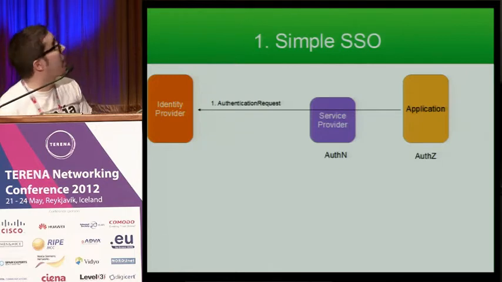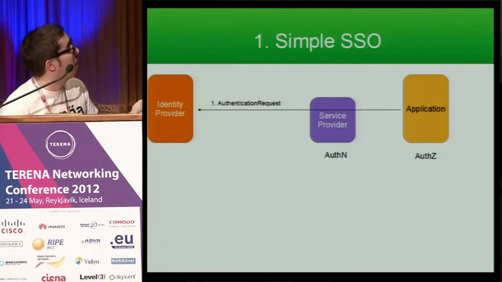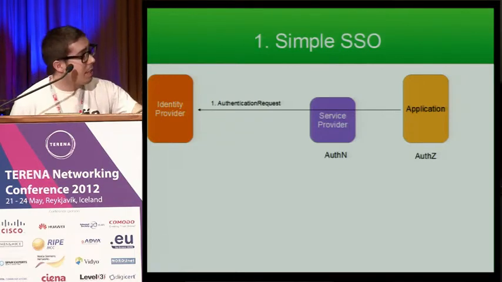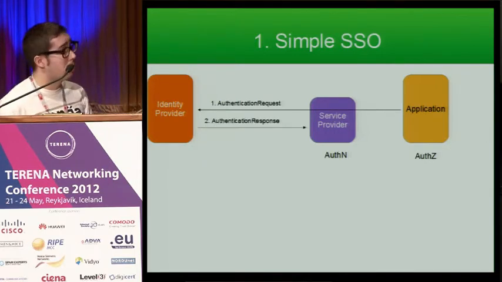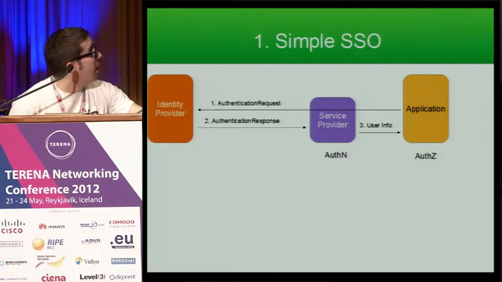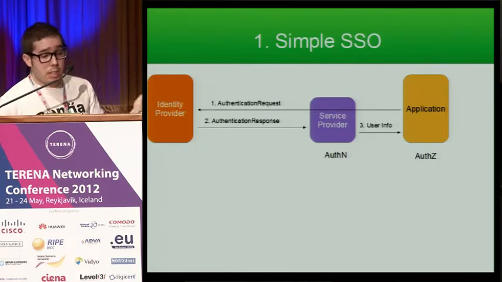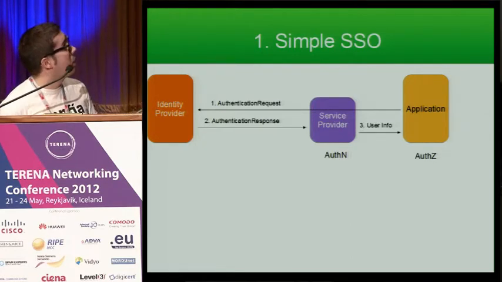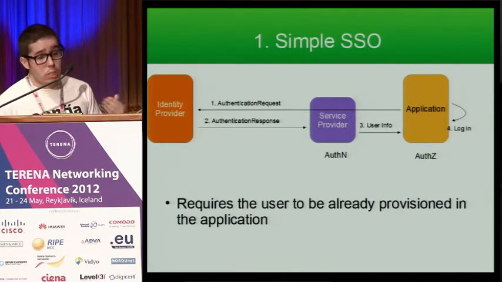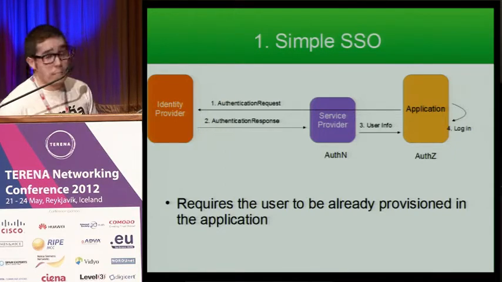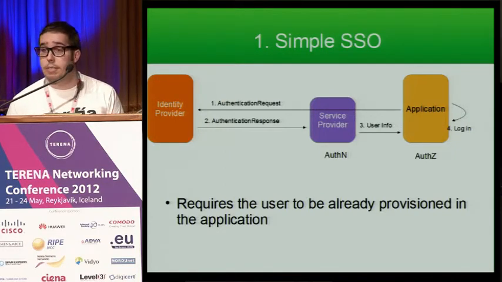So let's see a very rough diagram about single sign-on, where the application starts the flow with an authentication request to the IDP through the SP. Then the IDP just responds with an authentication response. And then the service provider sends the user information, the user attributes, to the application, which just logs in the user. But the problem here is that the user must be already provisioned in the application, which is a problem most of the time.